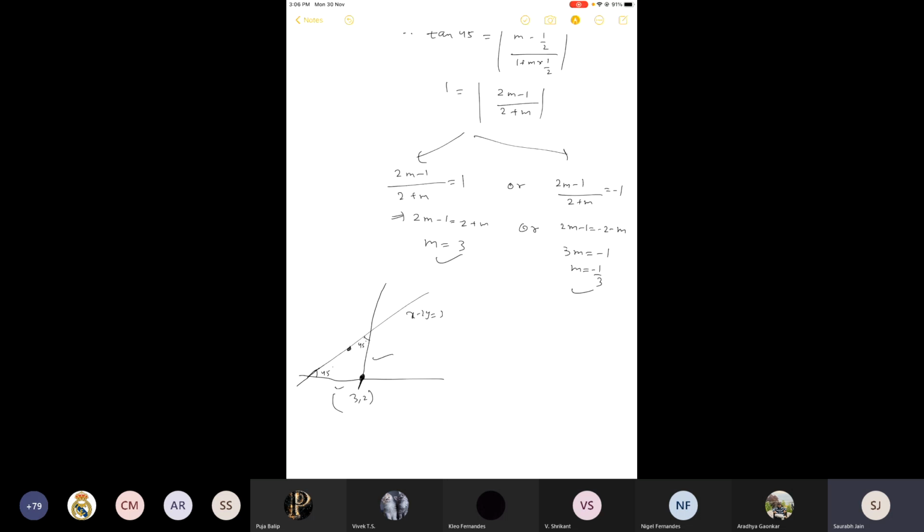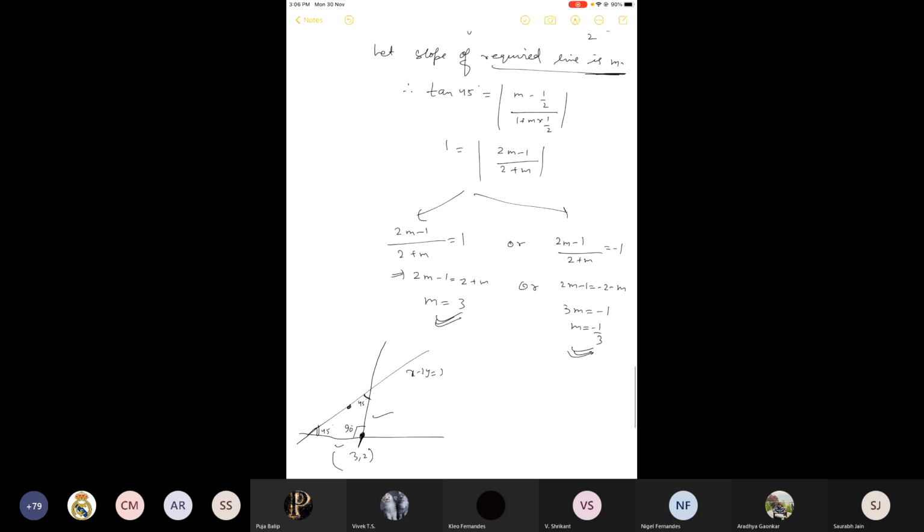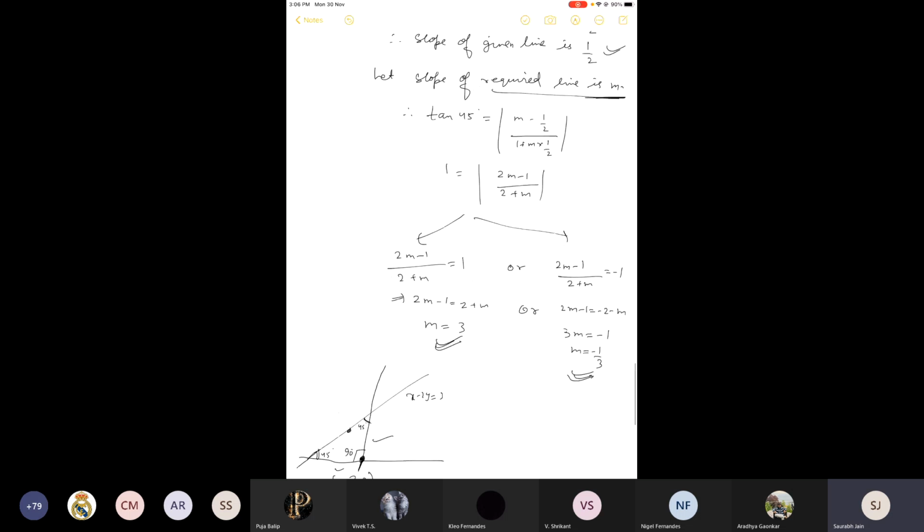And also one important thing, whenever I draw these types of lines which are making 45 degrees with this given line, that means the angle between them will be 90, which is evident from the values of their slopes, because if I multiply the slopes of these required lines, it will come out to be minus 1. So it is in accordance with the graph, so no problem.